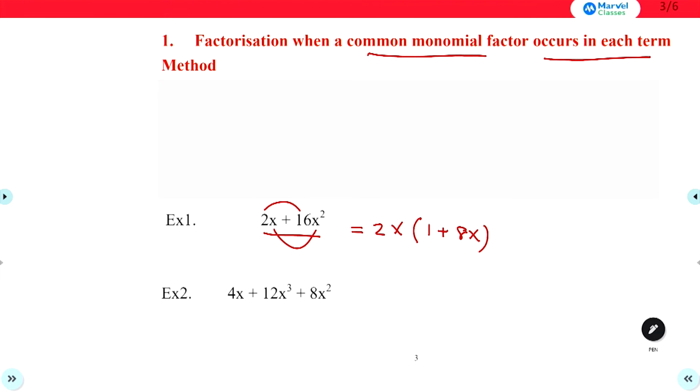And one more example. For 4, 12 and 8, the common factor is 4. And for x, x cube, x square, the common factor is x. So what are the remaining factors? From 4x taken outside, we get 1, and plus 12x cube, 4x taken outside, so 3x square, and from 8x square, 4x taken outside, so plus 2x. So the first concept: taking out common monomial factor.